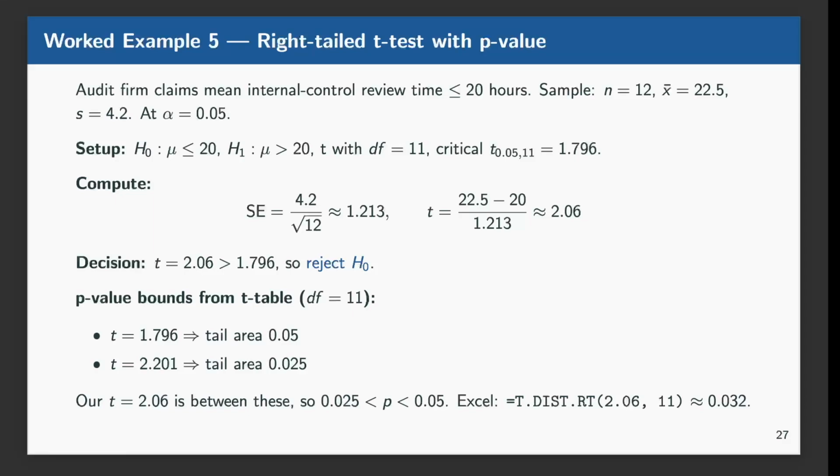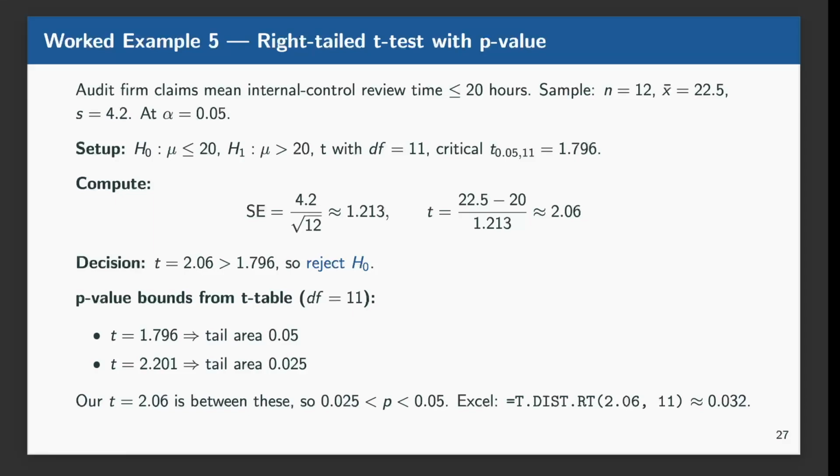An audit firm claims its mean internal control review time is 20 hours or less. A sample of 12 reviews gives X bar equal to 22.5 hours, with S equal to 4.2. Test at alpha equals 0.05. For the setup, H0: mu is less than or equal to 20. H1: mu is greater than 20. We use t with 11 degrees of freedom. The critical value is 1.796.